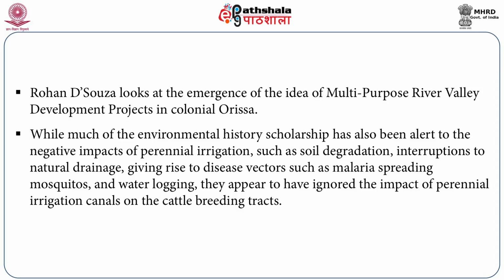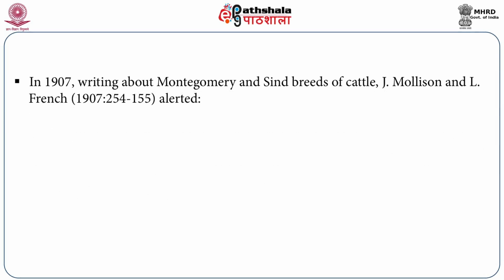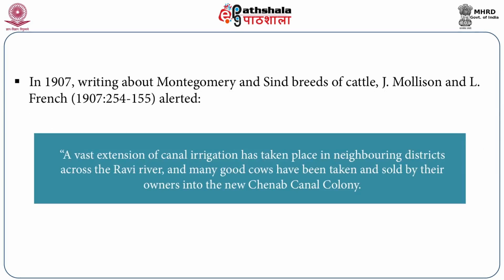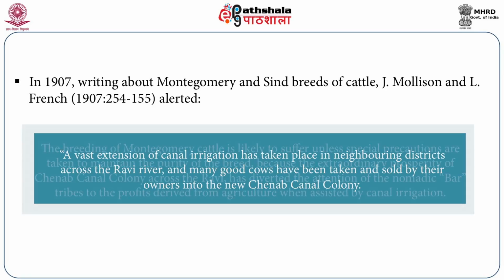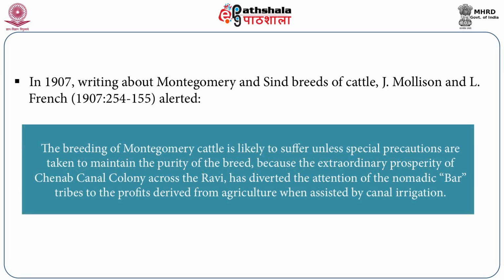In 1907, writing about Montgomery and Sindh breeds of cattle, J. Mollison and L. French alerted, and I quote, "A vast extension of canal irrigation has taken place in neighboring districts across the Ravi River, and many good cows have been taken and sold by their owners into the new Chenab Canal colony. The breeding of Montgomery cattle is likely to suffer unless special precautions are taken to maintain the purity of the breed, because the extraordinary prosperity of the Chenab Canal colony across the Ravi has diverted the attention of the nomadic Bar tribes to the profits derived from agriculture when assisted by canal irrigation.